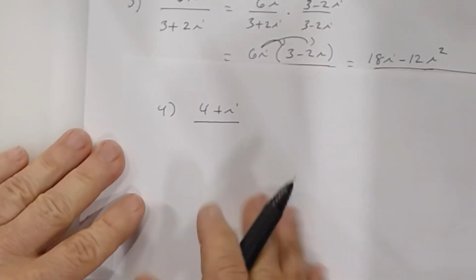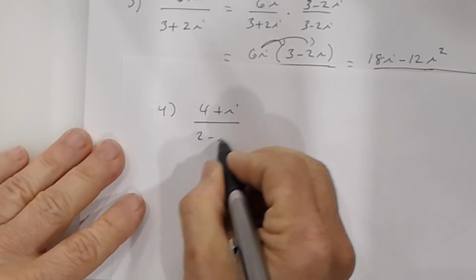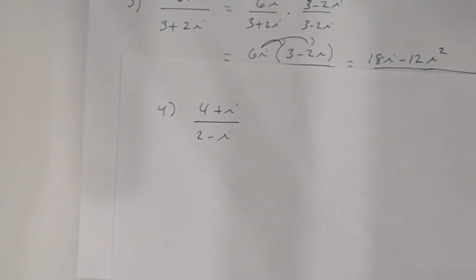All right, so 4 plus i divided by 2 minus i. I'm dividing these two complex numbers. I don't want an i in the denominator. I don't want an imaginary number in the denominator. I want this to be just a real number. So what will I multiply numerator and denominator by? The conjugate of the denominator. So 2 plus i.